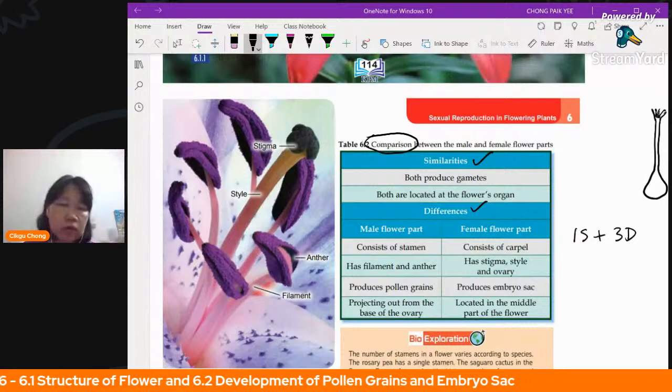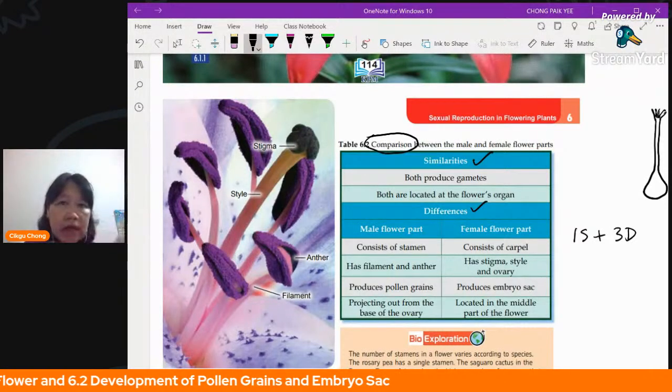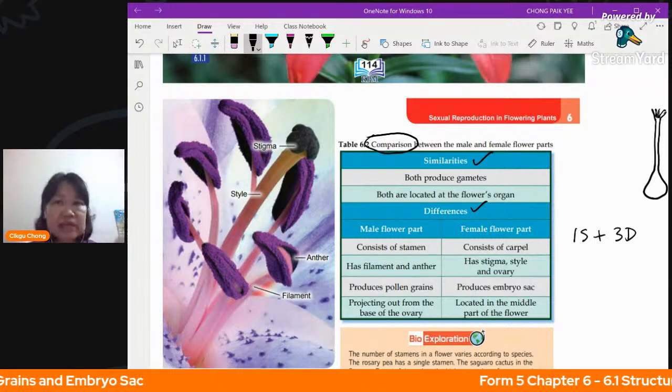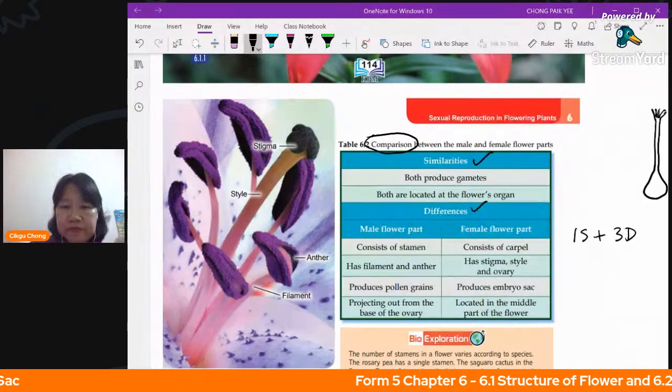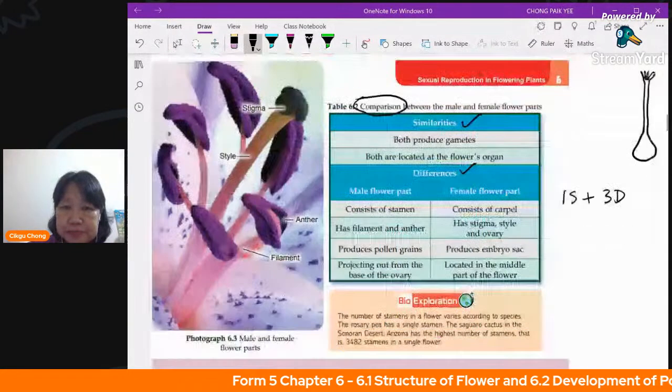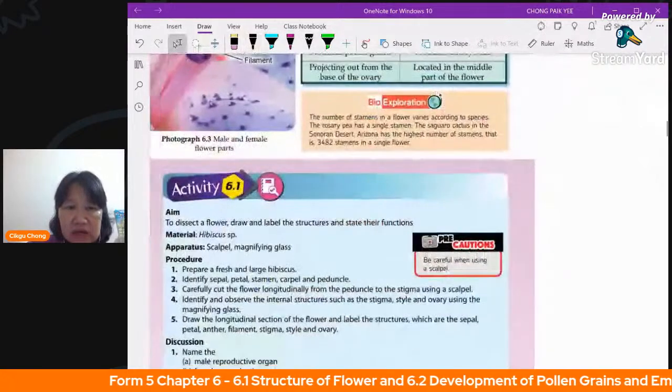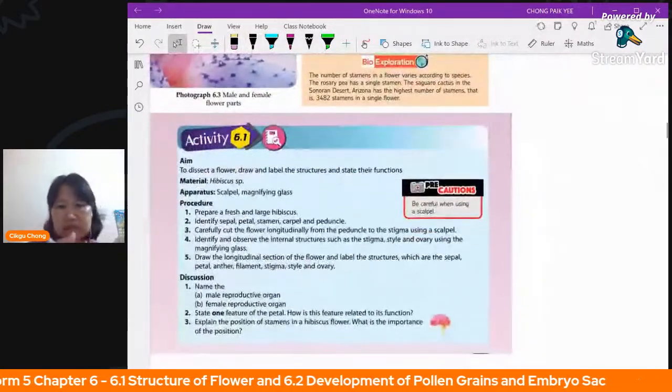We always allocate 1 mark for your similarity because you're asking to compare. Compare means there must be some similarity besides your differences. Mention both. So here, how do you see this one? We did that for my classes.